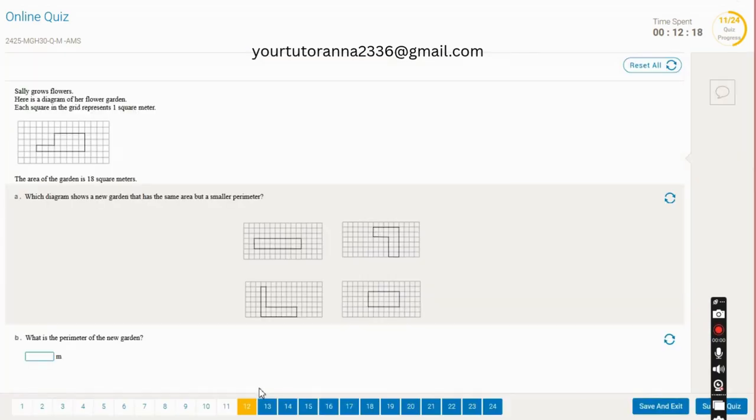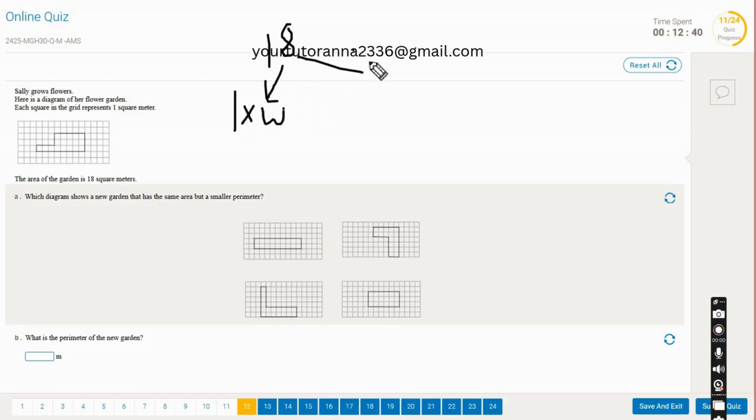Let's go to the next one. The area of the garden is 18 square meters, right? So 18 square meters. Now, what they are telling us in the question is that the area of the garden is 18 square meters. Which diagram shows the new garden has the same area, but a smaller perimeter? Now, remember, how do you get 18? You're multiplying the length times the width.